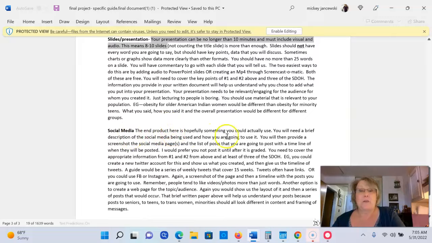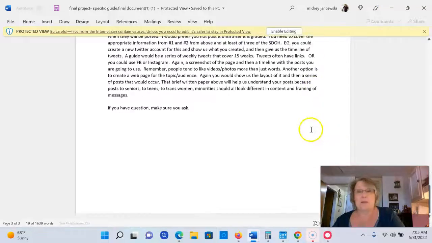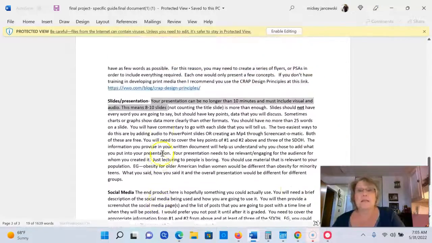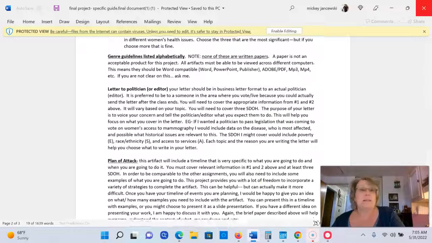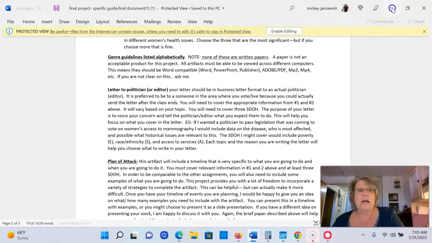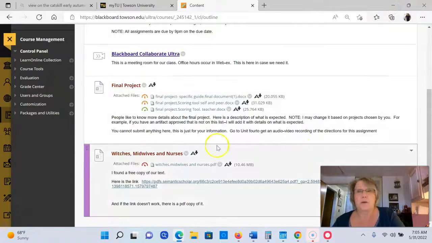Social media, this could be social media ads, it could be a social media page, and you'll actually create the page and the posts, and then you'll give us links to those. There's tons of other things that you could do, but that's some suggestions. I do not accept written papers as a final project.